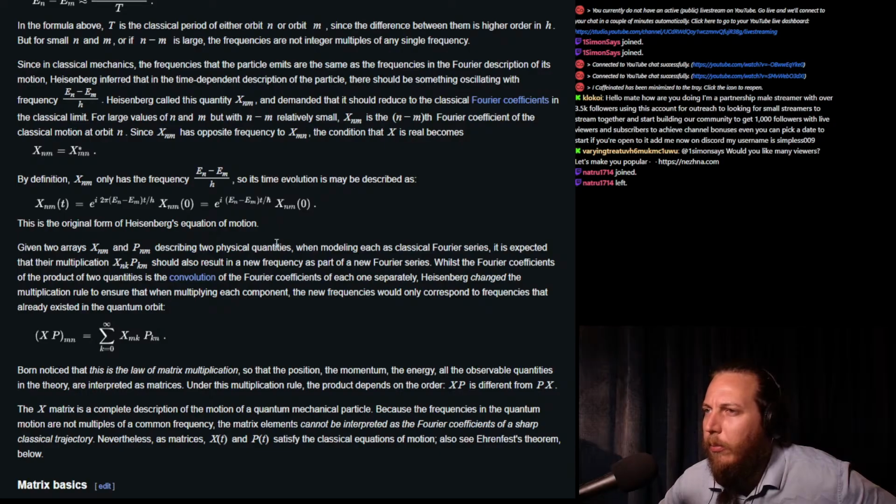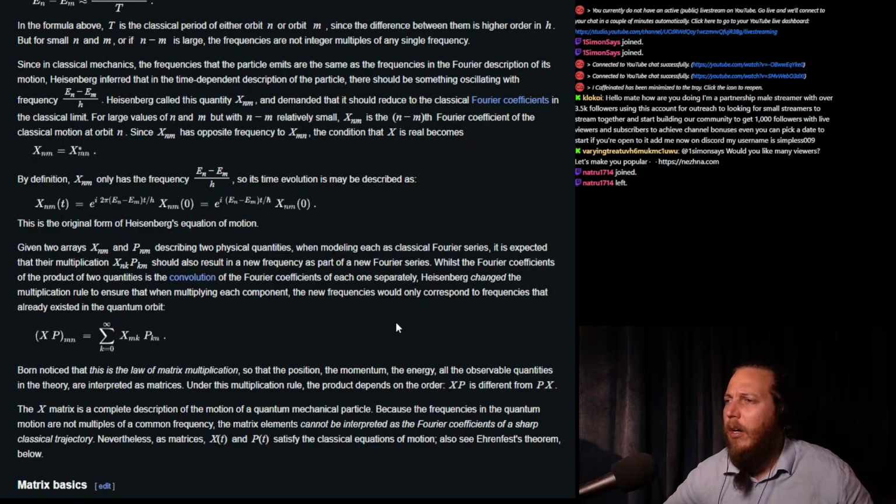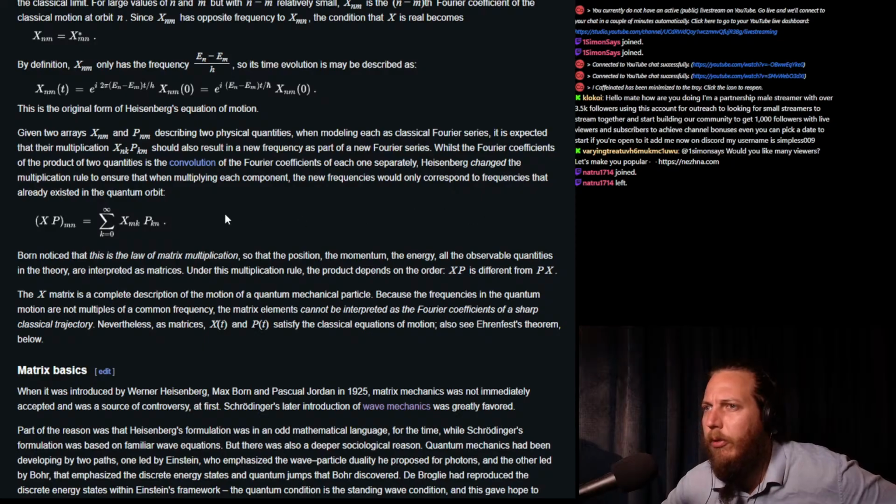Given two arrays x_nm and p_nm describing two physical quantities, when modeling each as classical Fourier series, it is expected that their multiplication x_nk p_km should also result in a new frequency as part of a new Fourier series. Whilst the Fourier coefficients of the product of two quantities is the convolution of the Fourier coefficients of each one separately, Heisenberg changed the multiplication rule to ensure that when multiplying, the new frequencies would only correspond to frequencies that already existed in the quantum orbit.